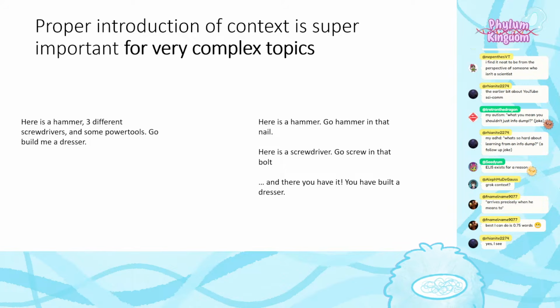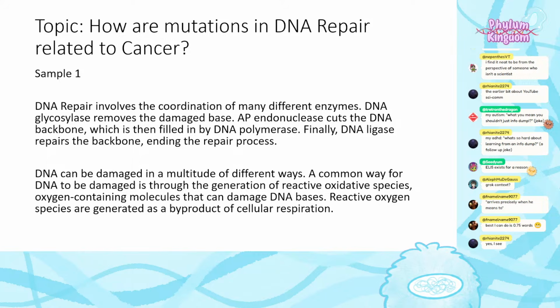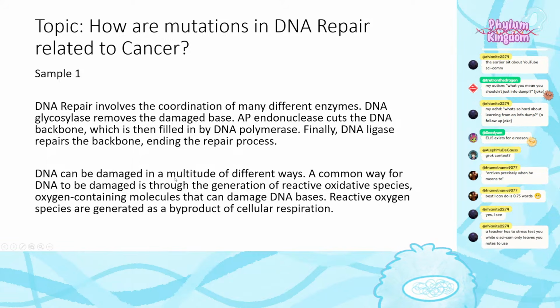Okay. So here is an example. Here I have 2 paragraphs that are in the same piece of writing that I just made up here. DNA repair involves the coordination of many different enzymes. DNA glycosylase removes the damaged base, AP endonuclease cuts the DNA backbone, which is then filled in by DNA polymerase. Finally, DNA ligase repairs the backbone, ending the repair process.